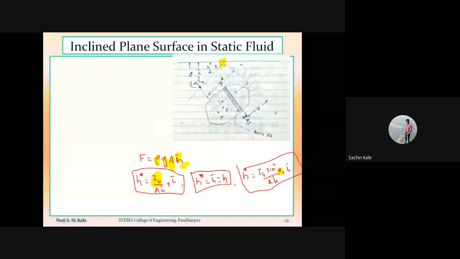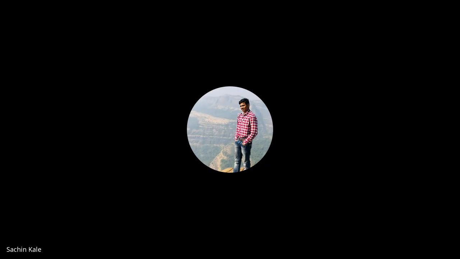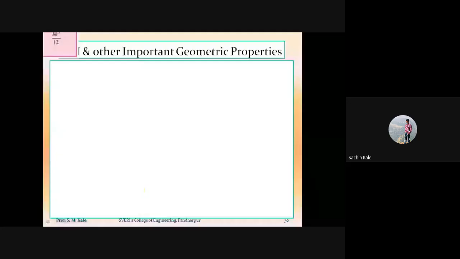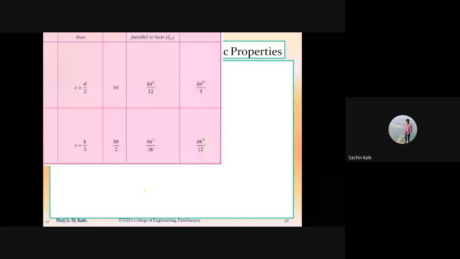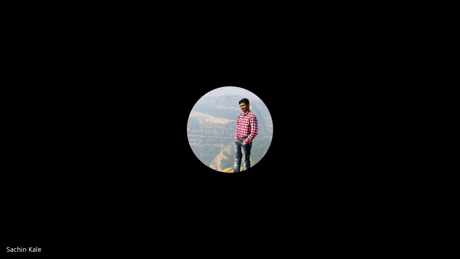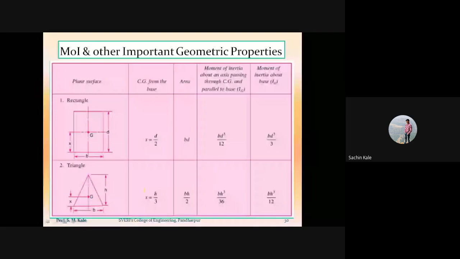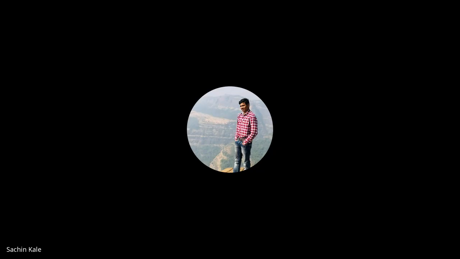For that purpose, you have to write down this table, because this table is very much important, and by using this table we have to solve the problem. Here in this table we are going to see first of all the plane surface, then in the second column they have mentioned the center of gravity from the base, third is the area of that geometry, then fourth is the value of Ig, the moment of inertia about an axis passing through the center of gravity and parallel to the free surface or parallel to the base. And here I0 is nothing but moment of inertia of the base.